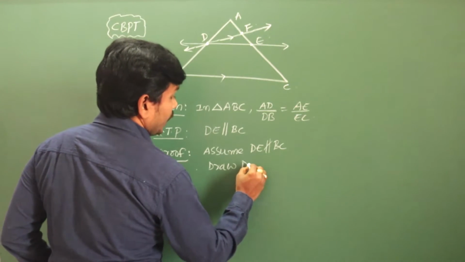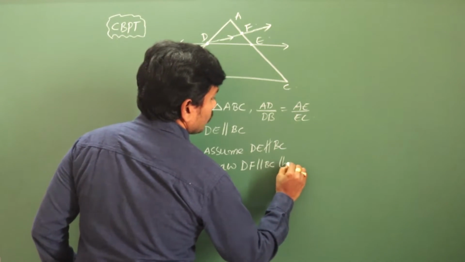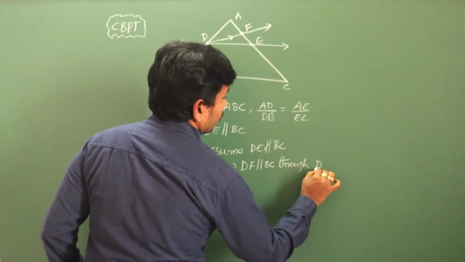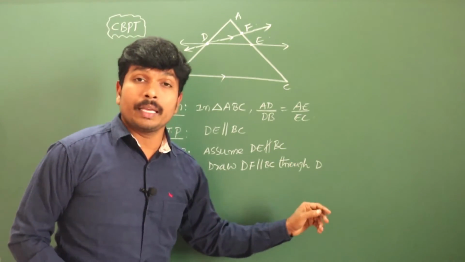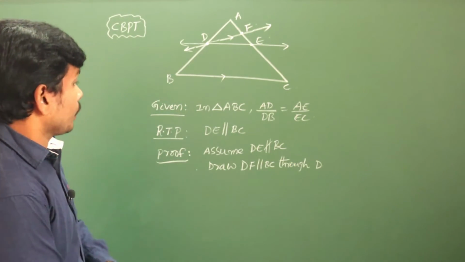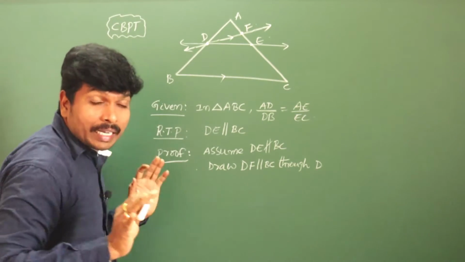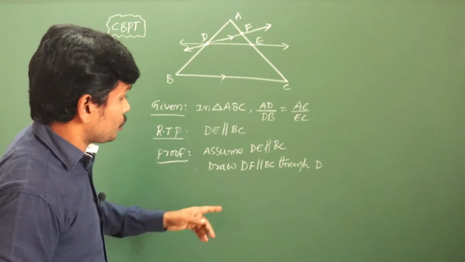Draw DF parallel to BC through D. This is possible by Euclid's parallel axiom. Now observe, you have the parallel line, so immediately what can we use? BPT, the basic proportionality theorem, we can use it.